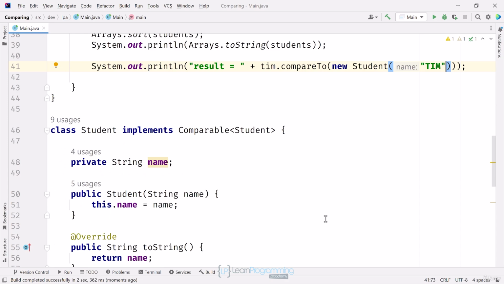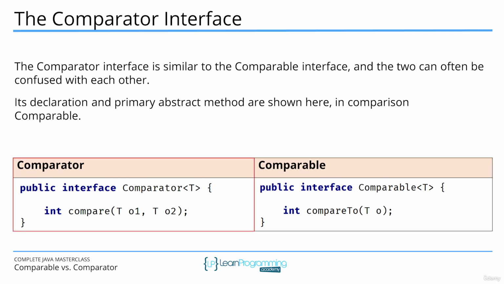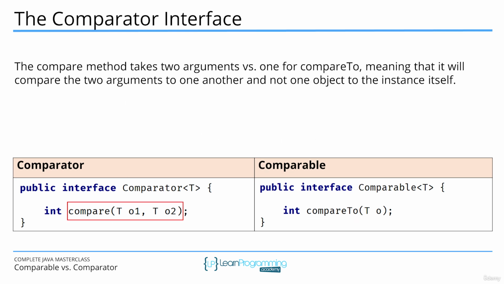Next, I want to review Comparator, another interface for sorting and comparing, and talk about the differences between these two interfaces. The Comparator interface is similar to the Comparable interface, and the two can often be confused with each other. Its declaration and primary abstract method are shown here in comparison to Comparable. Notice that the method names are different, compare versus compareTo. The compare method takes two arguments versus one for compareTo, meaning that it will compare the two arguments to one another and not one object to the instance itself.